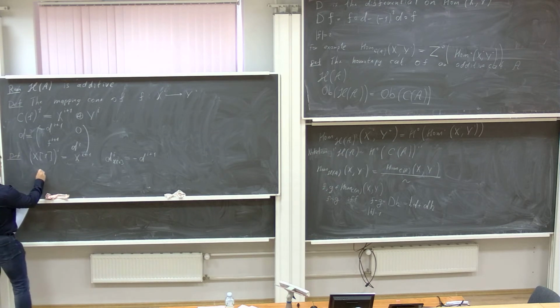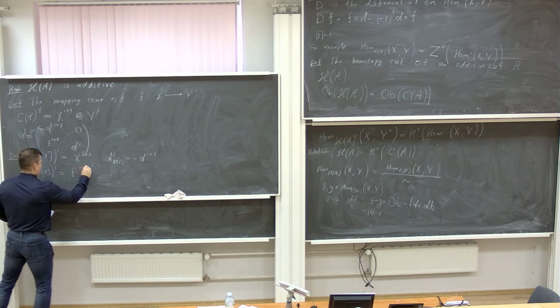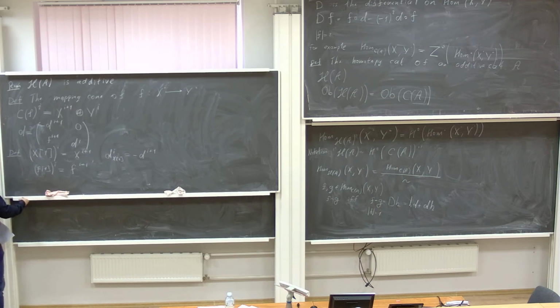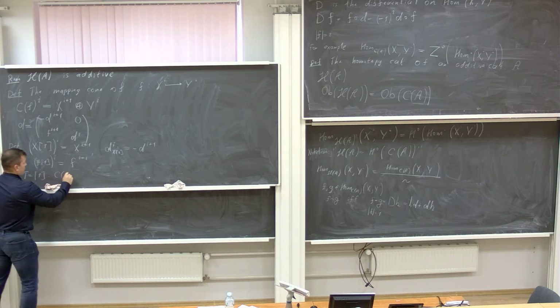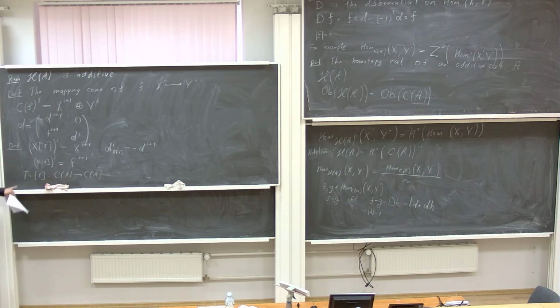And if I want to define the shift on the maps, I just shift the index. As you can see, this is clearly an autoequivalence. This T, which is the shift by 1, is a functor from complexes to complexes. It is invertible, and the inverse is just the shift by minus 1.